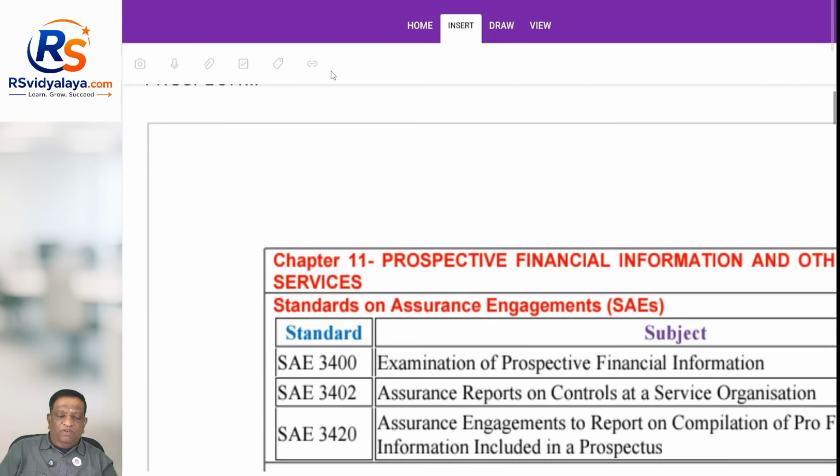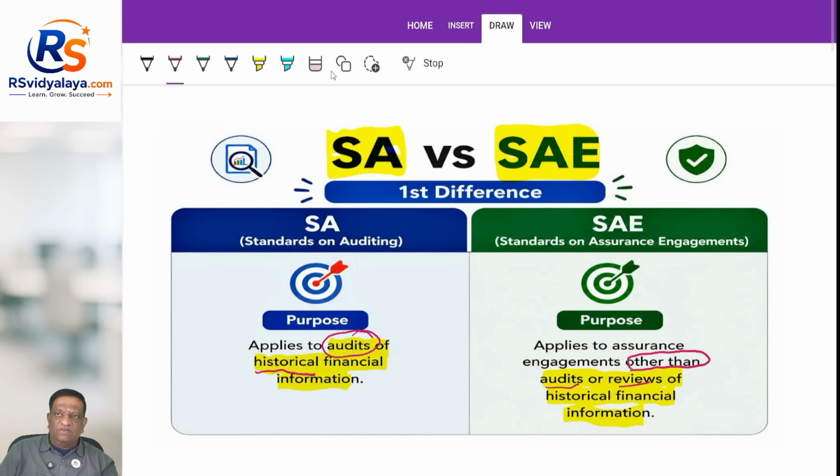So, what is being stressed and reviewed in SAs is historical. This word is the keyword. And audits. But here, no audit, no review, and no historical. So, that is the difference between them. Now, let us start our discussion. After understanding the difference between SA and SAE, let us start with SAE 3402, which deals with service organizations.